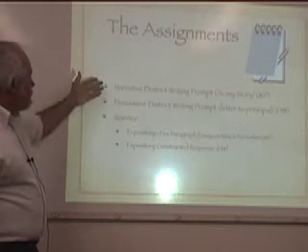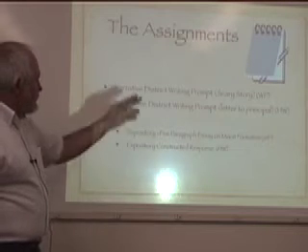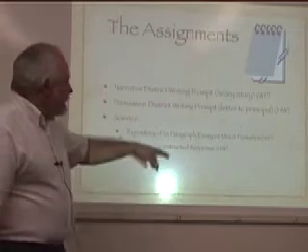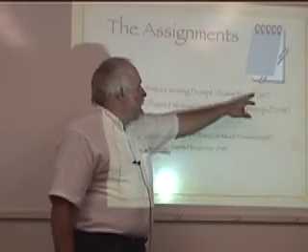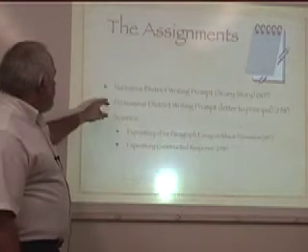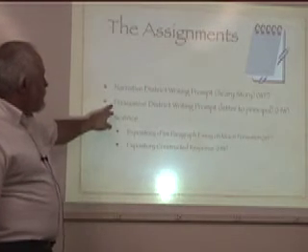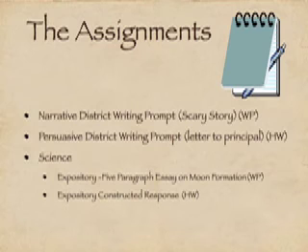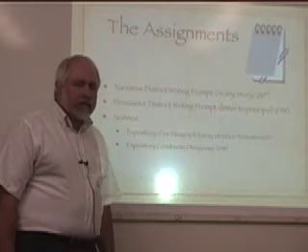Assignments. Well, we gave a district writing prompt, scary story. That was word processed, and of course we labeled all of these. WP is word processed and HW is handwritten. We had the persuasive district writing prompt, so those are our 2 writing prompts. In science, we had 2 expository essays. Actually, one was a 5-paragraph essay on moon formation, word processed, and then there was an expository constructed response as well.